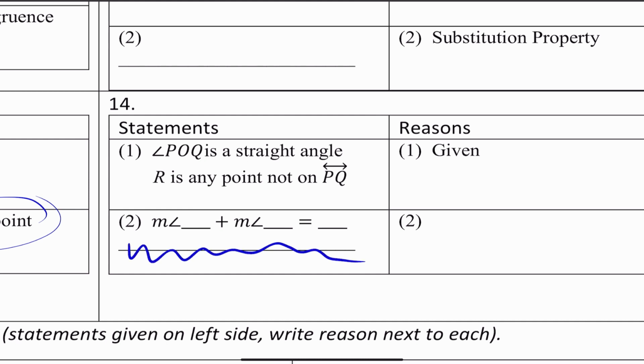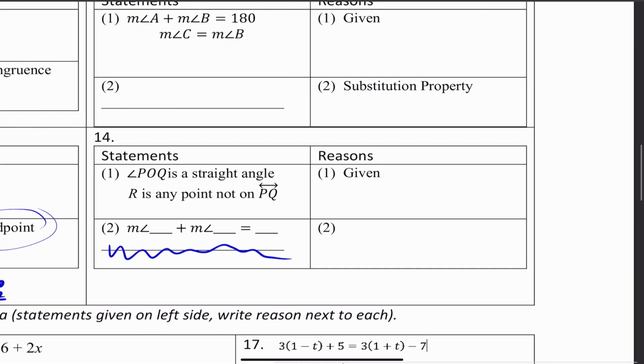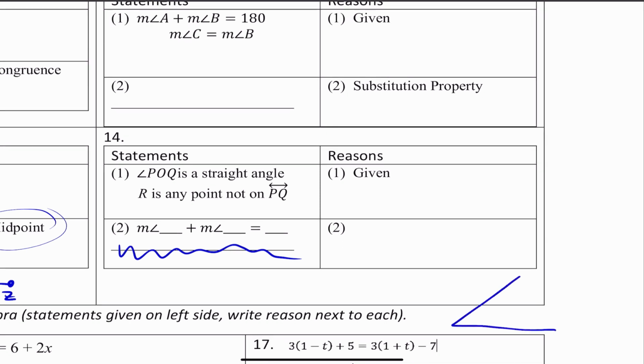We don't really need that, but we can see that my given is angle POQ is a straight angle, and R is not any point on line PQ. Okay, so I'm going to draw my straight angle, which is POQ. And R is any point not on line PQ. So that means I need to draw it outside of this line / angle. So then it's going to create a ray there. And we call that R.